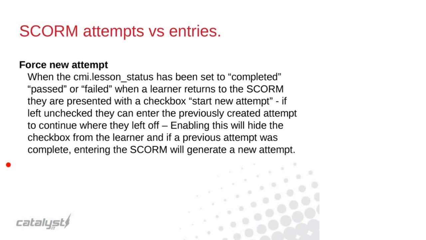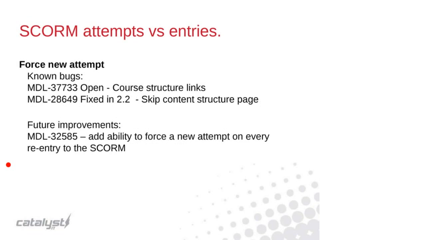Force new attempt. This controls how the checkbox on the entry page works. So when a user has entered a SCORM and they've gone through the whole process and that lesson status variable has been set to complete, passed, or failed, when the learner comes back, they get that wee checkbox on the page, start new attempt. This setting hides that checkbox and forces the new attempt when they get to enter that attempt.